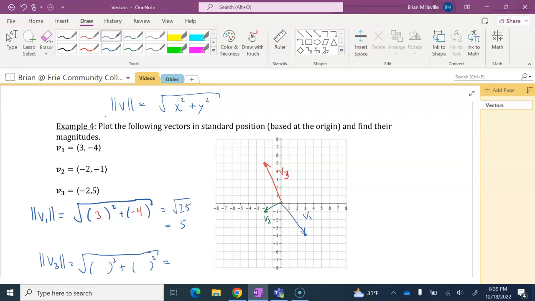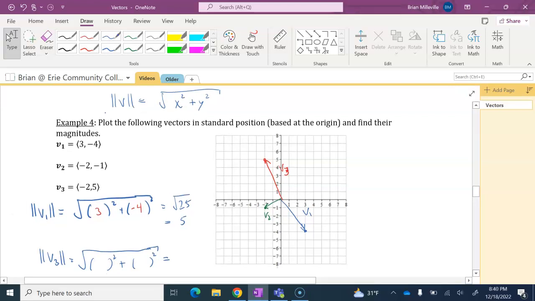So that one comes out to a whole number. Sometimes it'll come out to a nice integer. Other times we might have to leave it in terms of the square root. So for V3, for instance, what will we get there? We get (-2) squared plus 5 squared. We would get the square root of 4 plus 25, which would be the square root of 29. That's a prime number. We can't break that down at all. We can't simplify that square root.